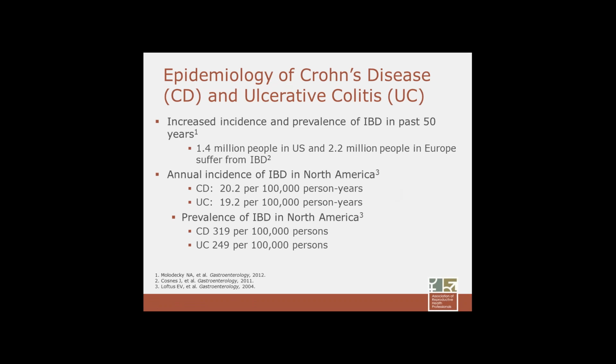So there has been an increased incidence in both of these conditions in the past 50 years, which makes it now 1.5 million people in the U.S. and 2.2 million in Europe who suffer from IBD. The annual incidence of IBD in North America for Crohn's is about 20 people per 100,000, and for ulcerative colitis, it's about the same. The prevalence, because these folks don't die of their condition, is actually at any given time about 320 people per 100,000 population, and for ulcerative colitis, it's about 250. So interestingly, it's evenly divided between men and women. Next slide.